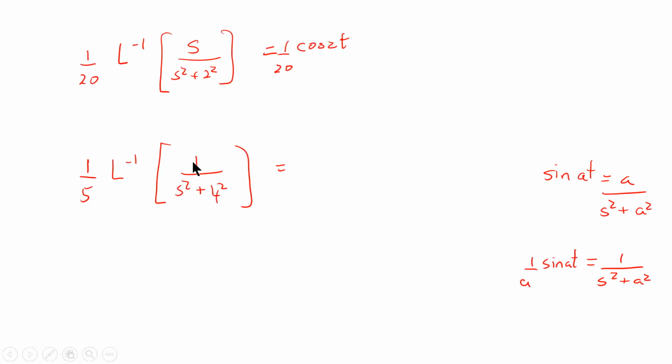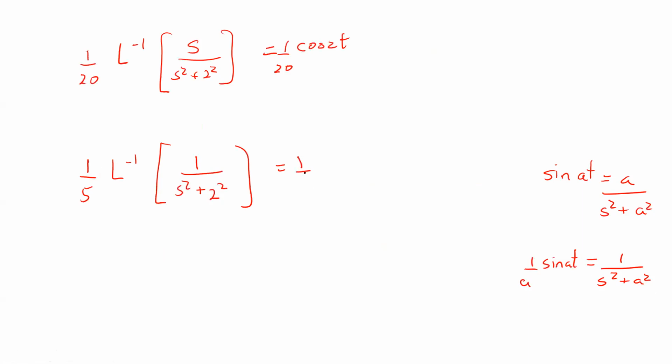Now this is of the form 1 by s square plus 2 square. So this is of the form 1 by s square plus a square, which is of the form a by s square plus a square. So in the place of a we have 2. So on the left hand side you just substitute 2 wherever a is there, and that will be your inverse transformation.